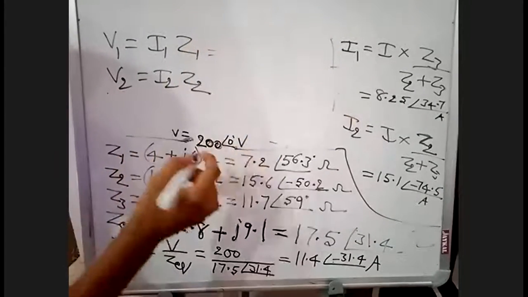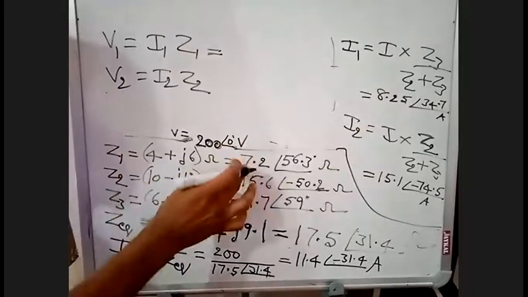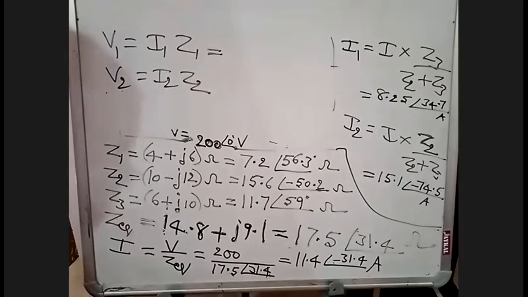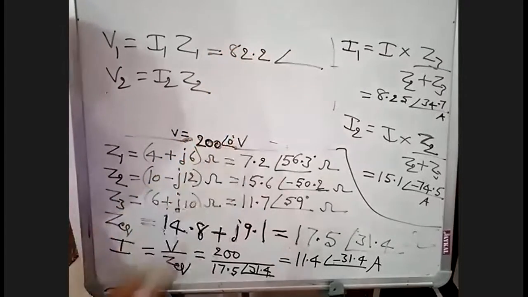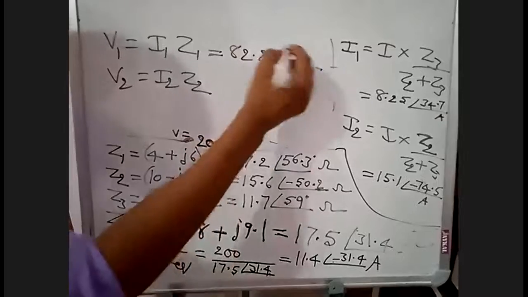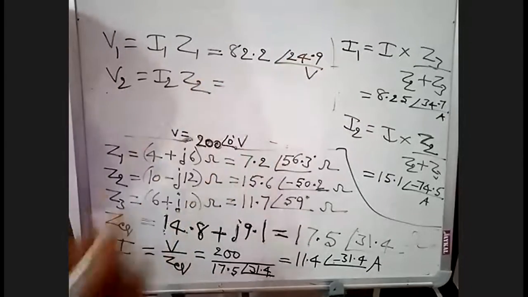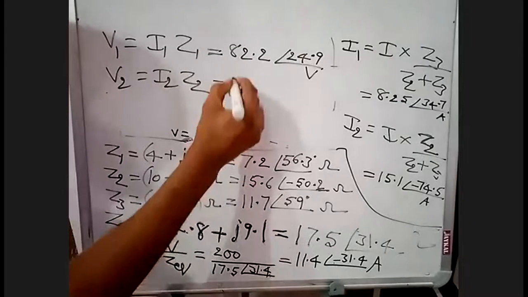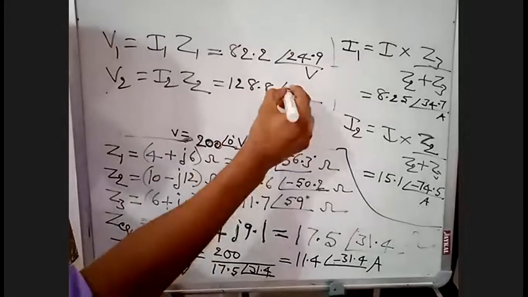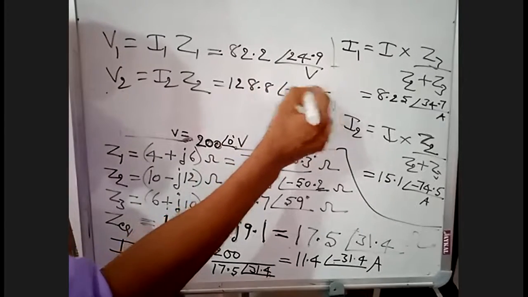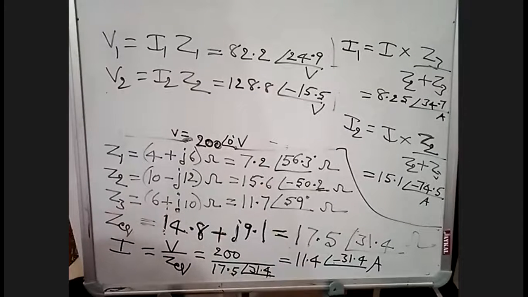We know I1 and Z1. Multiply 8.25 with 7.2. V1, we will get 82.2. I am writing the answer at an angle 24.9 volts. Similarly, V2 is 128.8 at an angle minus 15.5 volts. Now I got I1, I2, V1 and V2.